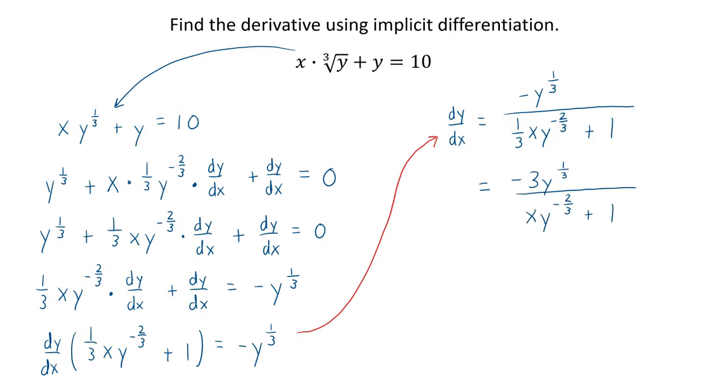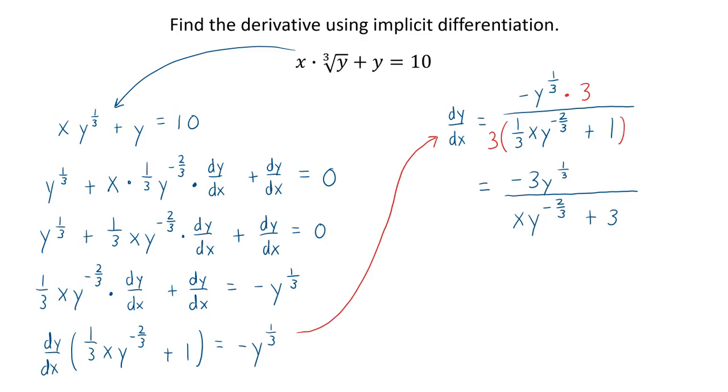This is a complex fraction, so we'll need to take a couple of steps to simplify it. The first thing that we can do is multiply the numerator and the denominator of the fraction by 3. Multiplying the numerator by 3 gives us negative 3y to the 1/3, and multiplying the denominator by 3 gives us x times y to the negative 2/3 plus 3. This is still a complex fraction because we have y to the negative 2/3 in the denominator.